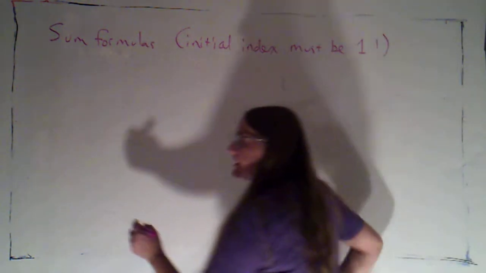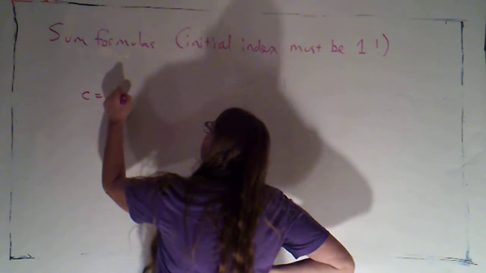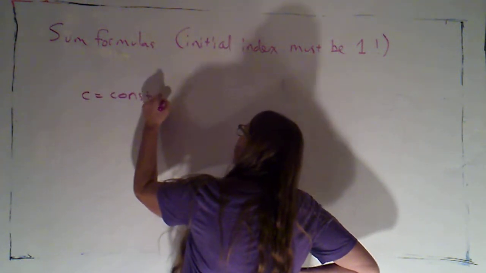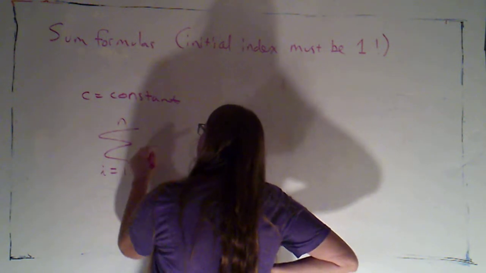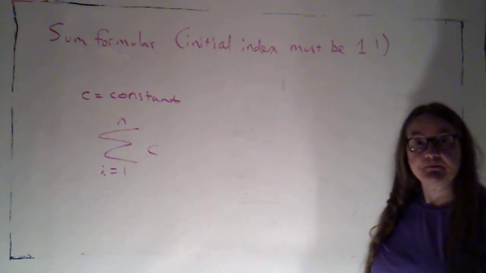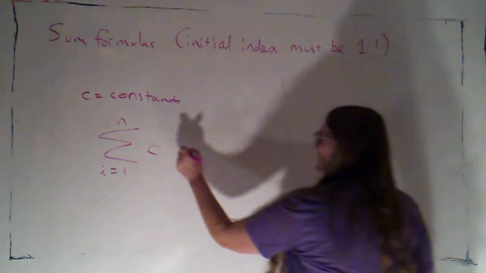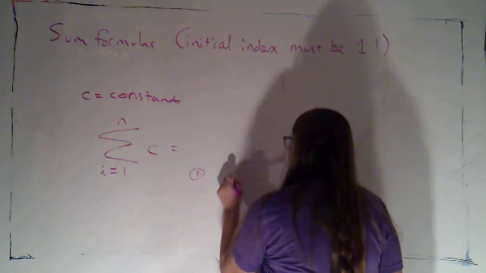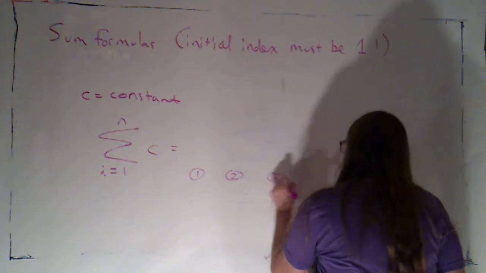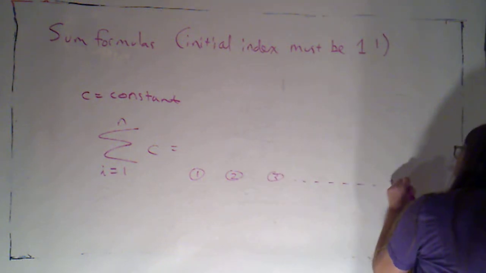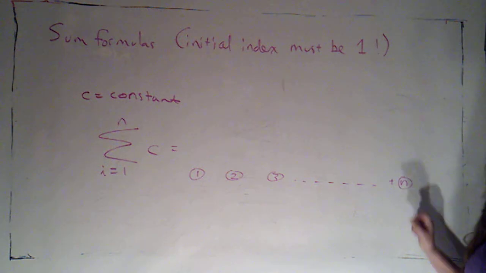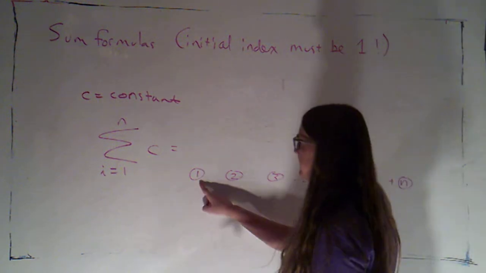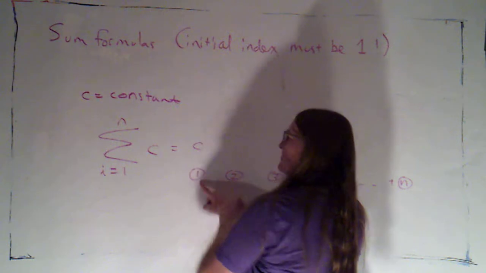Okay. So let's start with letting c be a constant. And let's suppose that I'm adding up the sum as i goes from 1 to n of c. So I'm going to think, okay, my index starts at 1. And I'm just going to keep counting until I hit my final index, or my upper limit of summation, which is n. Now, when my index is 1, my term is c.